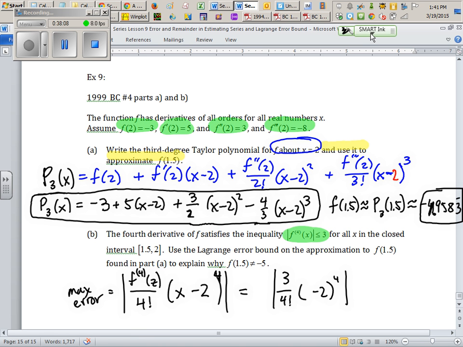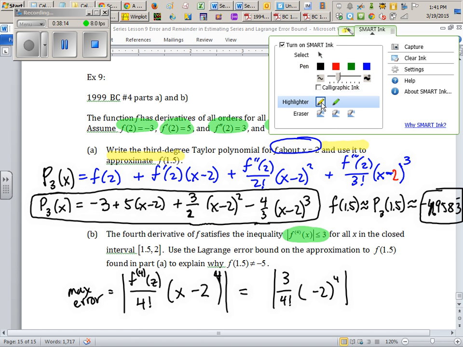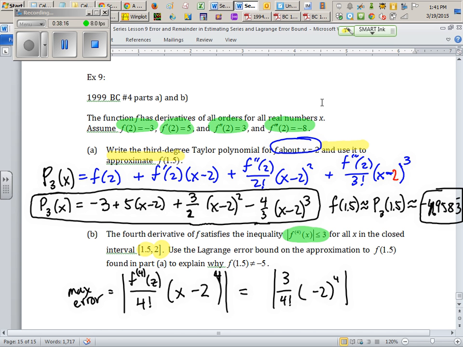And then bear with me here. How are you going to max out x minus 2? Would you want to pick 1.5, or would you want to pick 2? Which one would maximize x minus 2? 1.5. The 1.5 will, right? So don't pick 2. You're going to get an error of 0. That doesn't mean anything. Pick the other extreme. Let's put in the 1.5 right there. Okay, so a little bit of critical thinking on that phase.